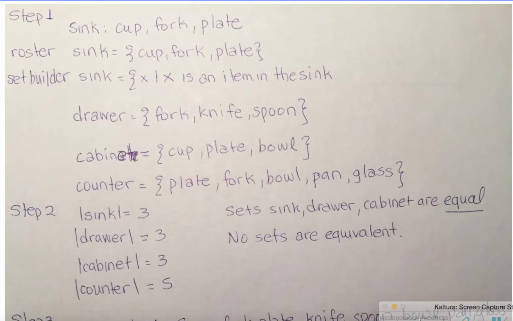Okay, so I chose 4 different areas in the kitchen. I chose my sink, and in my sink right now I have a cup, a fork, and a plate. And I chose a drawer. In there I see a fork, a knife, and a spoon. A cabinet, which contains a cup, a plate, and a bowl. And my counter right now has a plate, a fork, a bowl, a pan, and a glass.